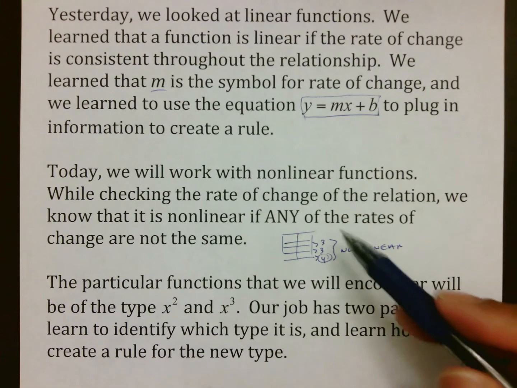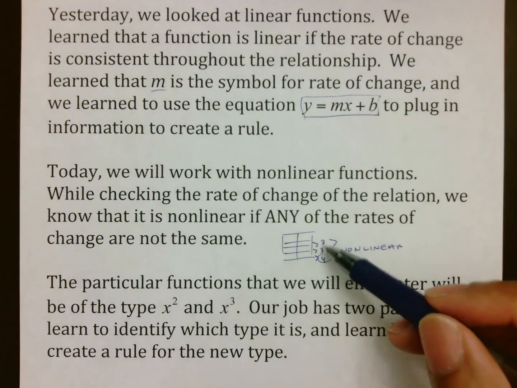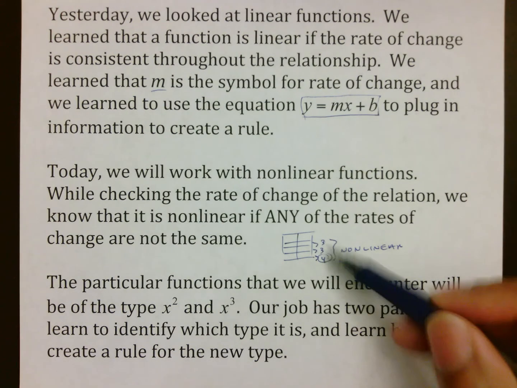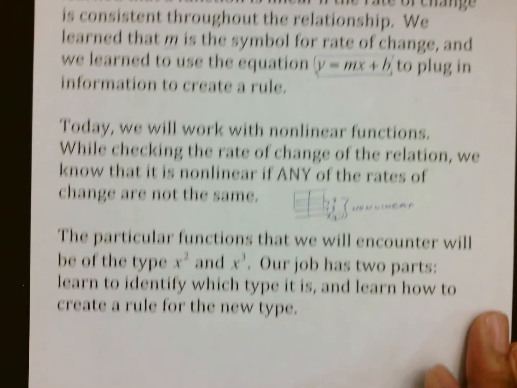So again, if every number is the same, it's linear, but as soon as one number is different, you don't even have to check. If that was 3 and that was 4, there's no need to check. Once the numbers are different, it's going to be nonlinear because the rates of change are not the same.